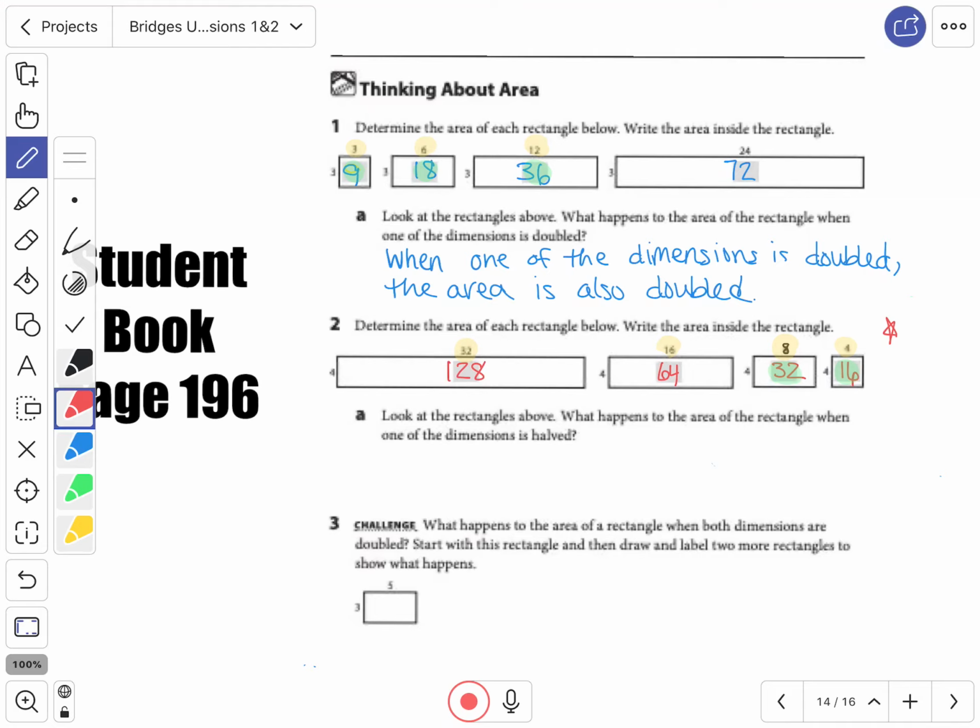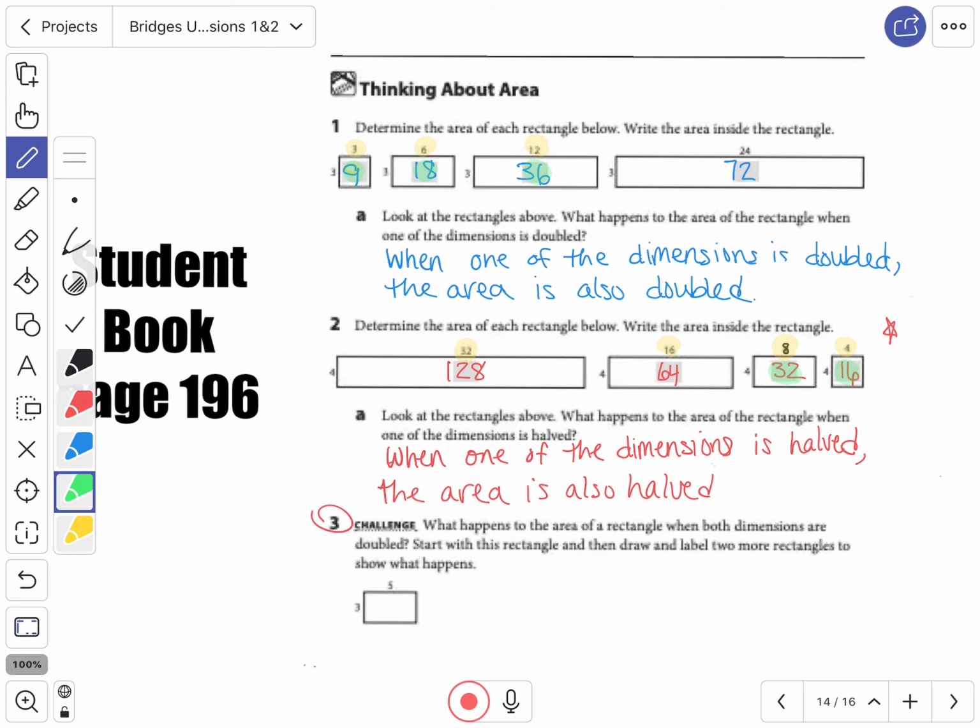Okay. So look at the rectangles above. What happens to the area of the rectangle when one of the dimensions is halved? When one of the dimensions is halved, the area is also halved. Okay. Now here, my friends, is the challenge.